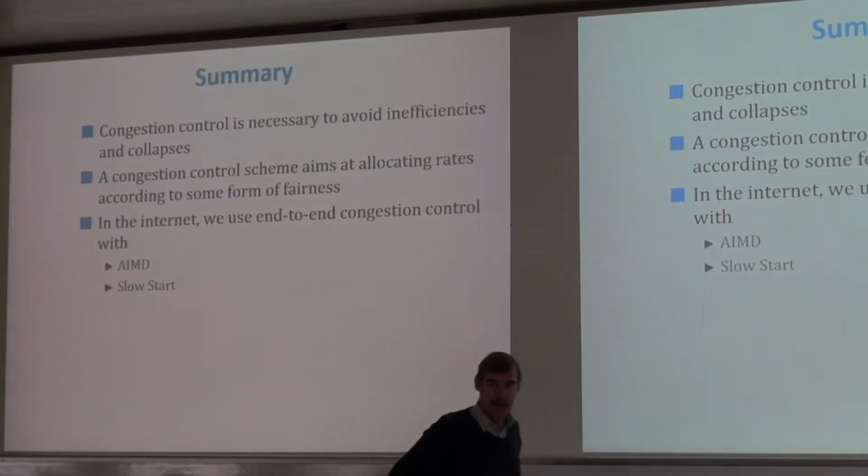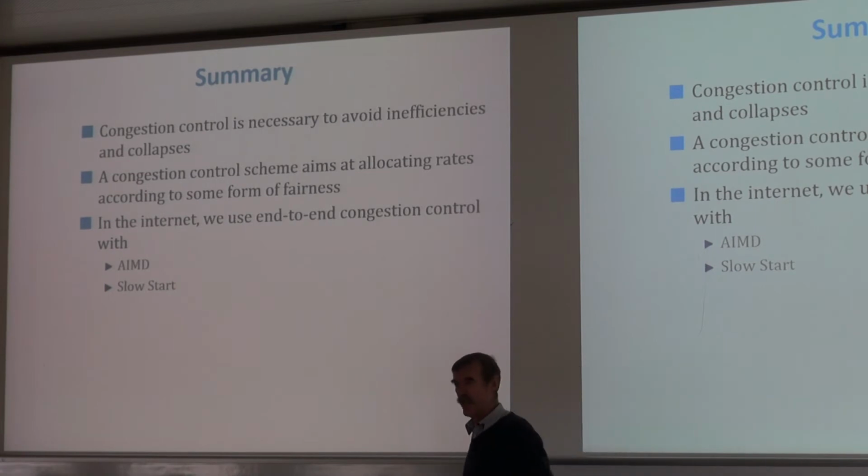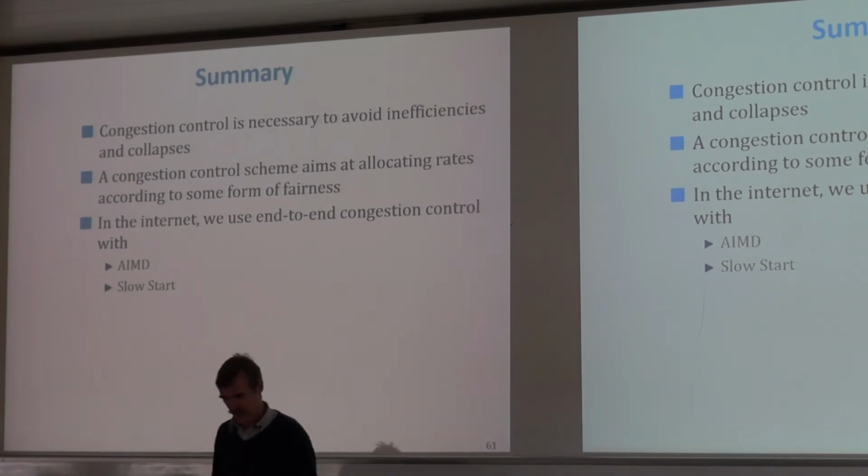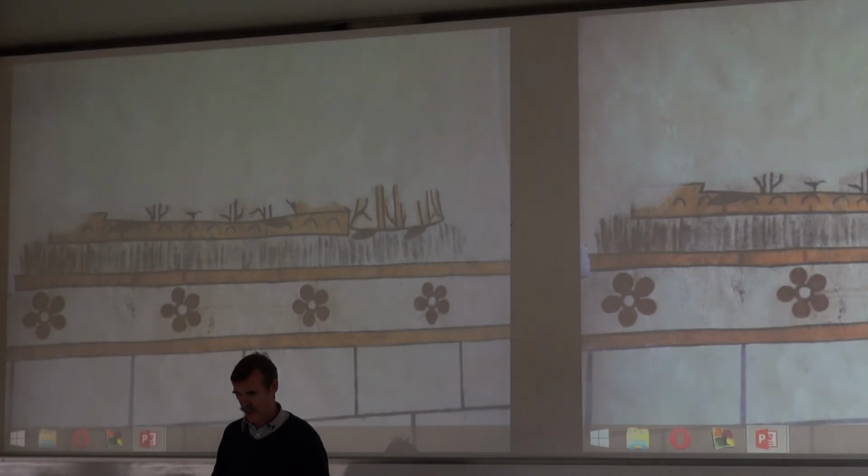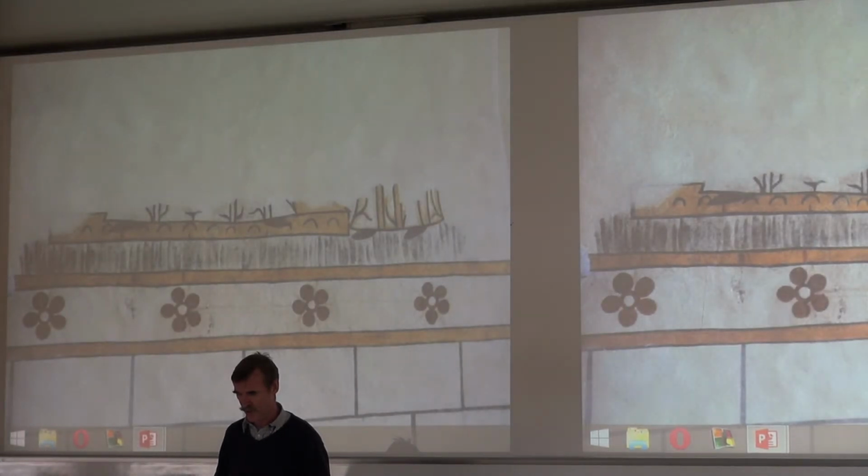So we have seen all elements that are in the internet, AIMD and Slowstart. Now let's see in practice how this is implemented, which is the topic of part 2.